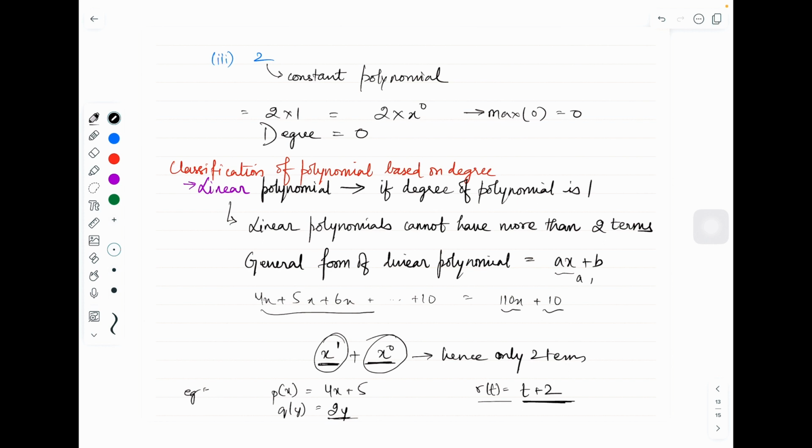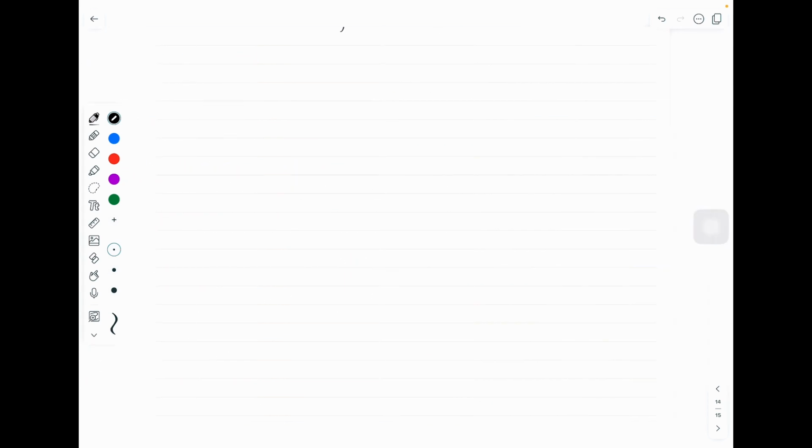See here a, b are constants. a and b are constants, and a cannot be equal to 0. If a becomes 0, now only b part is remaining. You are getting it? So a can never be 0. If a becomes 0, only b part is remaining. Then it is not a linear polynomial. Okay. Here only x to the power 0 part is remaining. x to the power 1 part is 0. So a can never be 0, and these a and b are constants. That is linear polynomial. Understood?